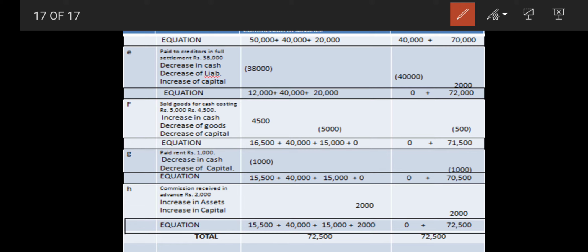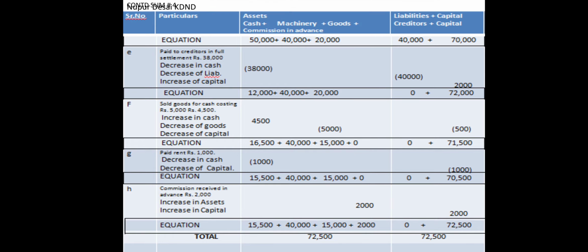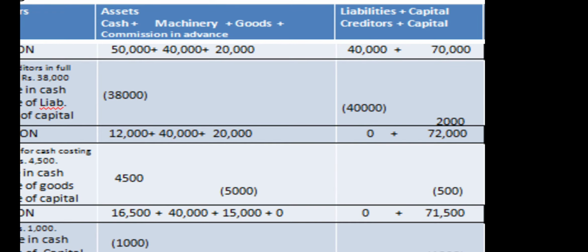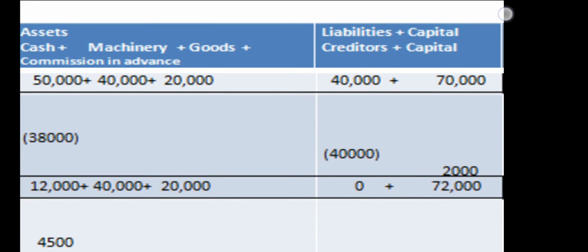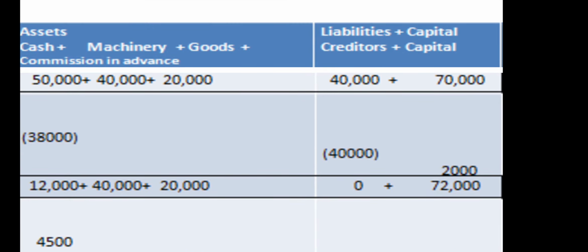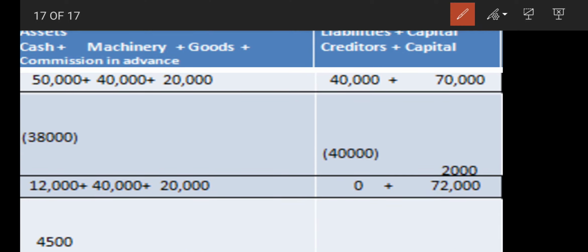Commission received in advance. So there is one minor thing you just have to make a correction, that here on the liability side, commission in advance will be on the liability side. Here besides creditors, commission in advance. By mistake it was written on this side, but I was not able to correct that. Okay.